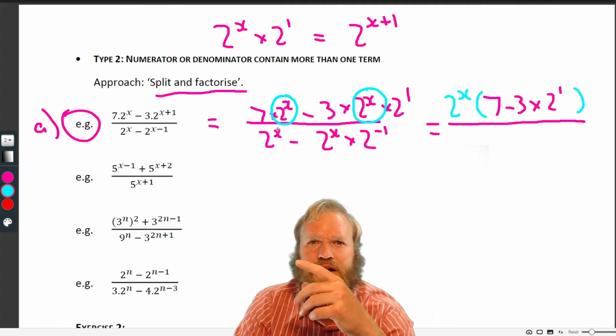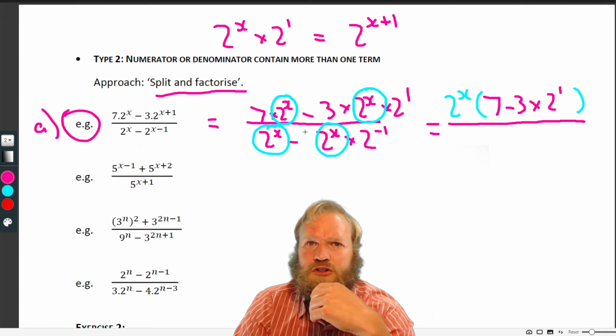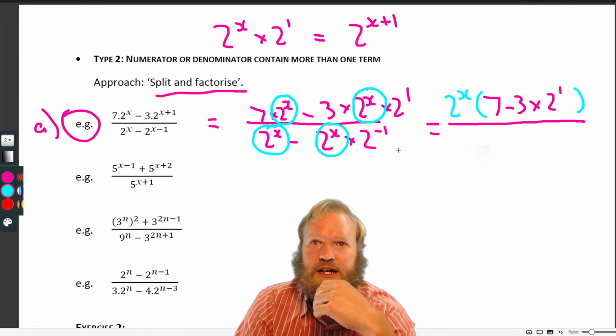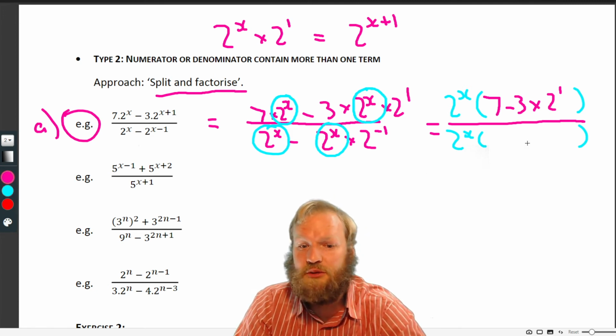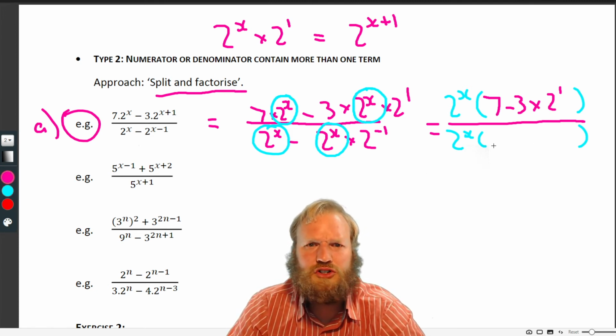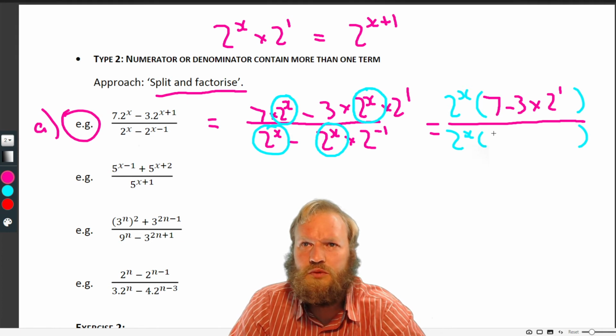So if you multiply this, you get this. Oh, in the denominator, 2 to the x, 2 to the x. 2 terms here. So once we've taken out our 2 to the x, there are going to be 2 terms left in the bracket. What are those 2 terms? 1 minus 2 to the minus 1. Okay, and that's really what we want to see.